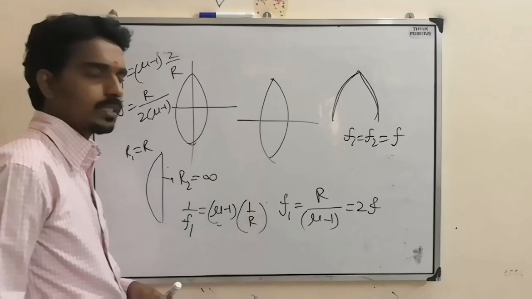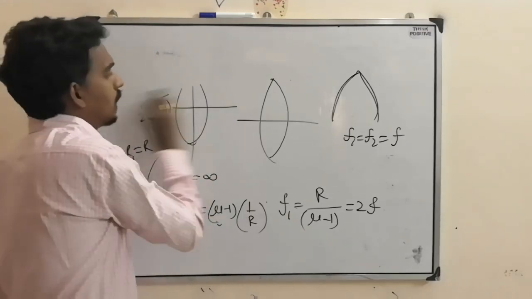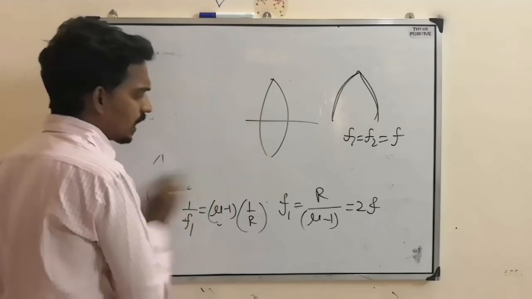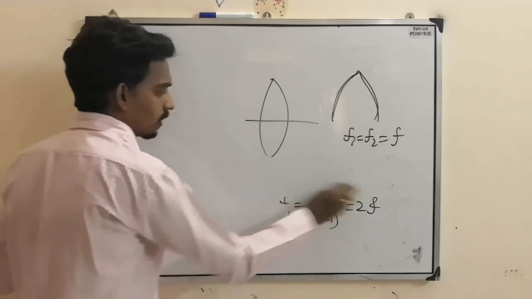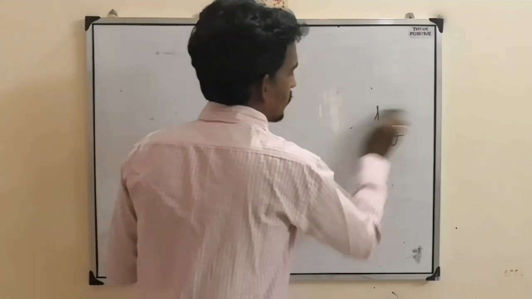So these are the two cases they can ask, like cutting of a lens, two cases. Or after cutting, they can also keep them in contact. Then they can also ask what the resultant focal length is.